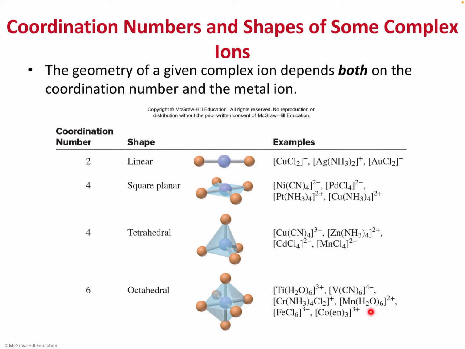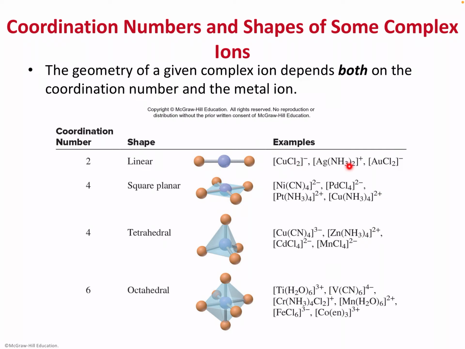And these are some of the examples: titanium with 6 water molecules, vanadium with 6 cyano groups, chromium with 4 amine groups and 2 chlorides, manganese with 6 water molecules, iron with 6 chlorides, cobalt with 3 ethylene diamine. I will show you the structure of ethylene diamine. There are 2 coordination sites. So 2 times 3 will make it 6. Okay. So by looking at the formula, we can decide the coordination number also.